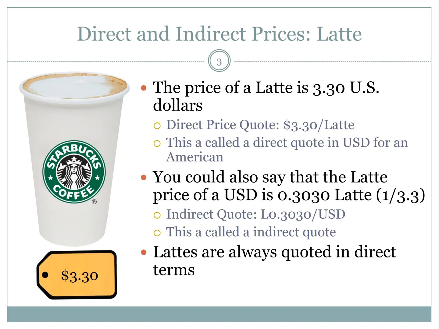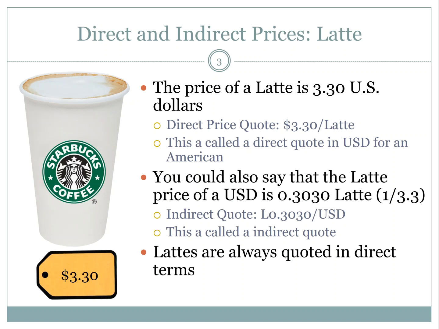All right. If I took 1 over 3.30, I get 0.303. So I could quote the price of that as 0.3. I can exchange 0.3 lattes for $1 US. That would be an indirect quote for an American for a latte. Fortunately for all of us, these are all quoted in direct terms: the dollar price of 1 latte, not the latte price of $1.